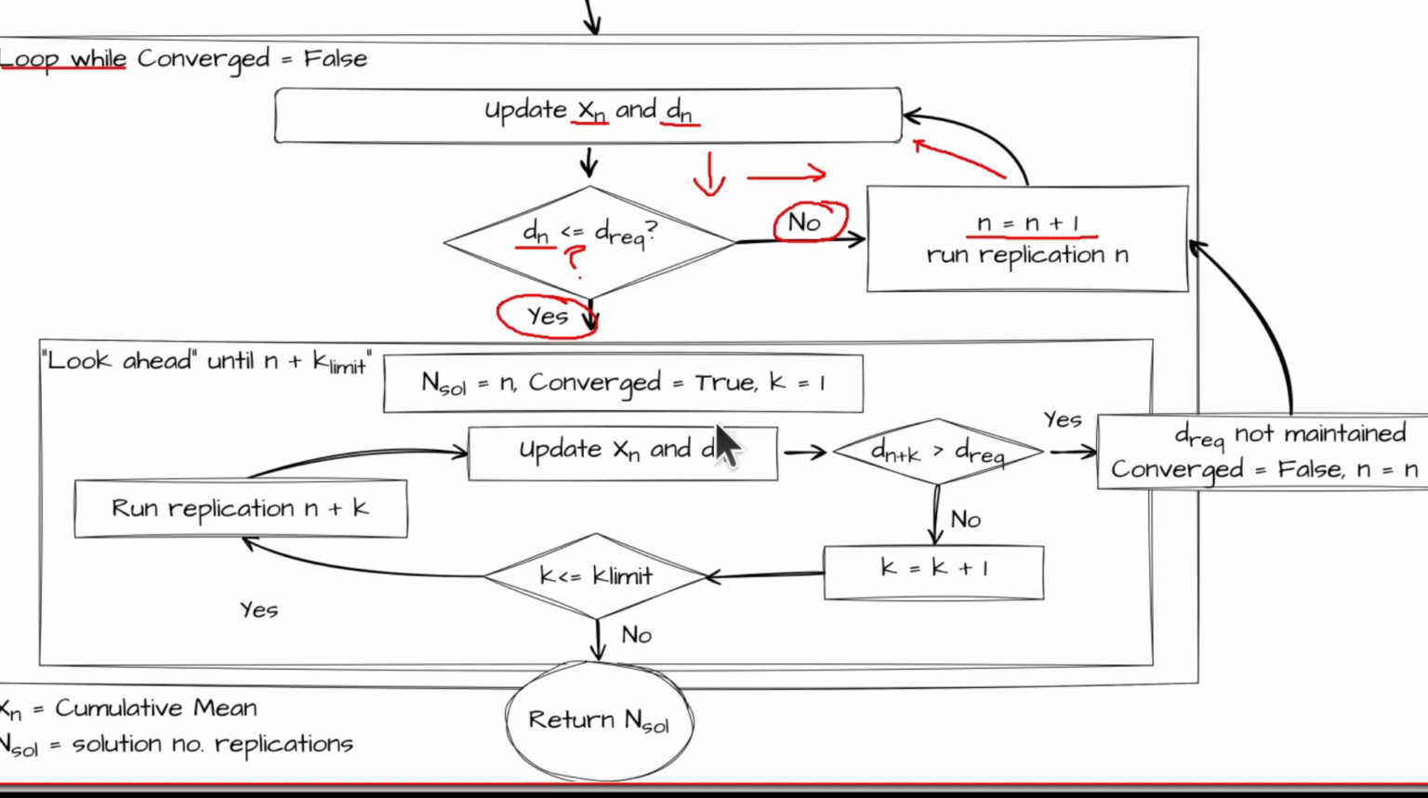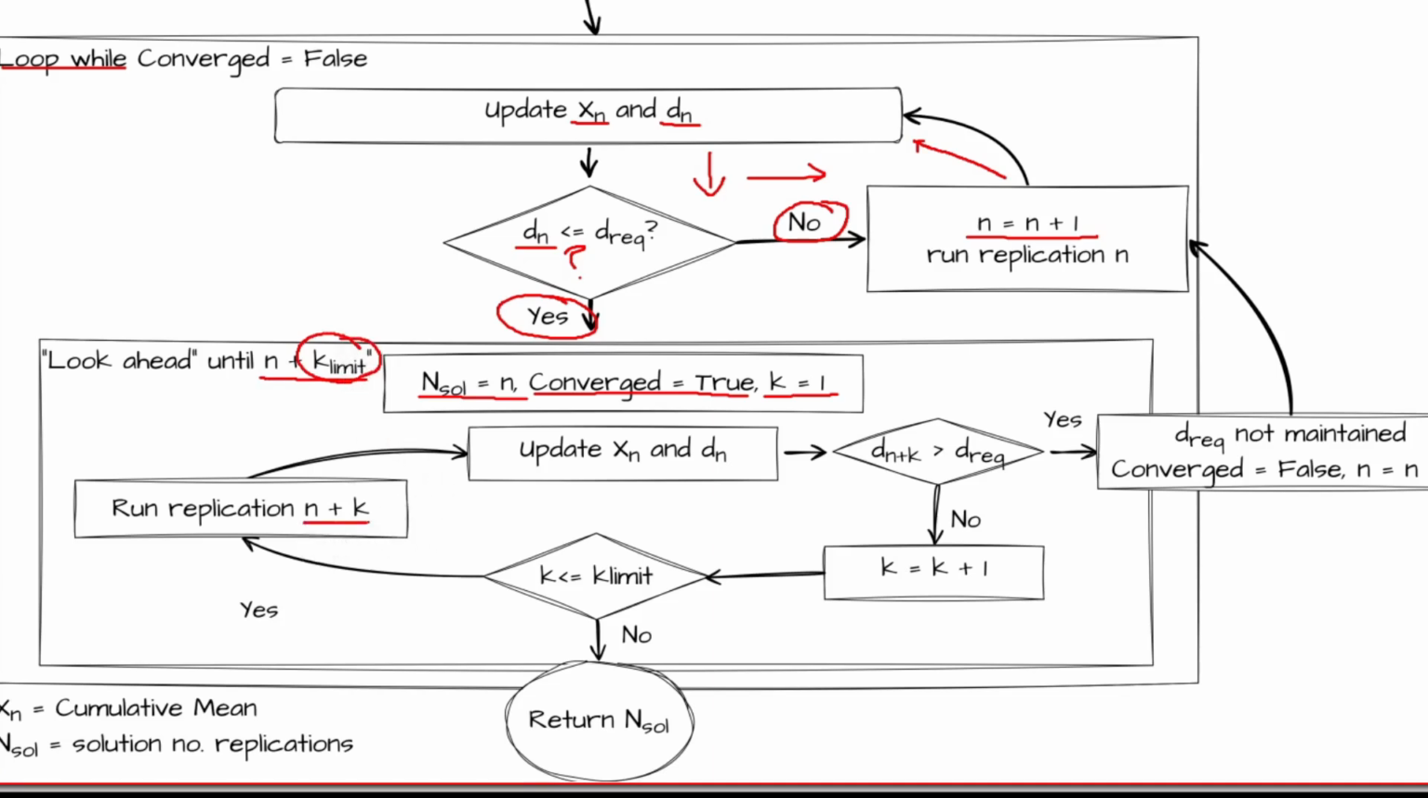We'll then enter this second loop. So at this point, we've potentially converged on the number of replications we need to run. So we set that to true, and we store the solution value, the number of replications we need to run, in a variable called nsol. We're then going to run a look-ahead period using the value k, and that's going to go up to replication n plus k limit. More on this value in a moment.